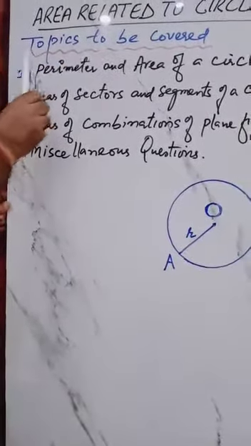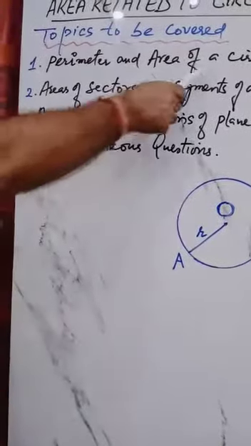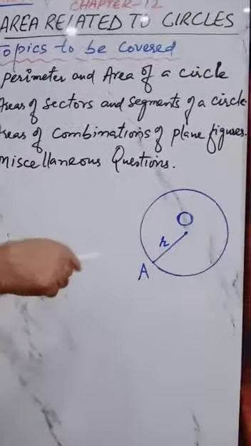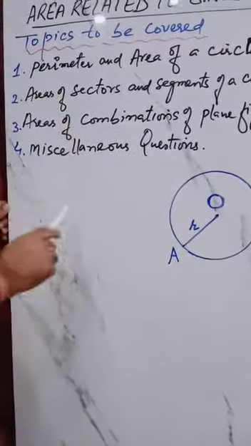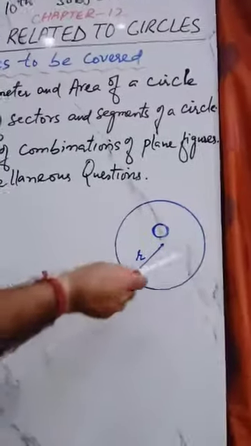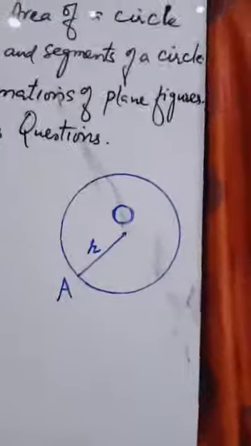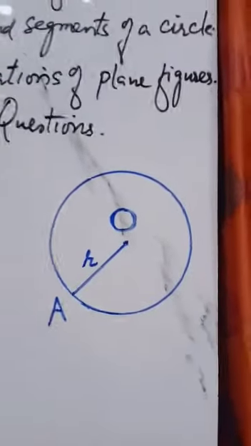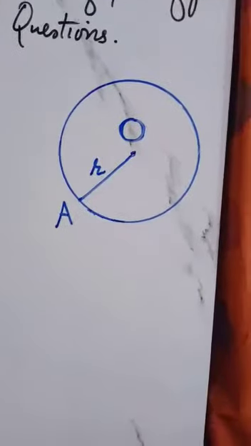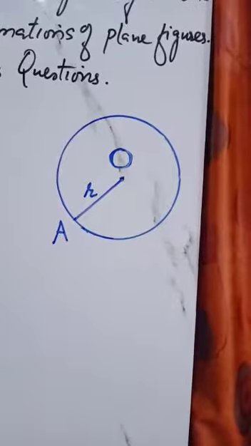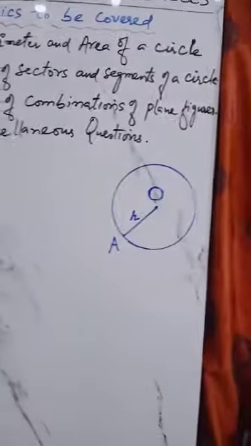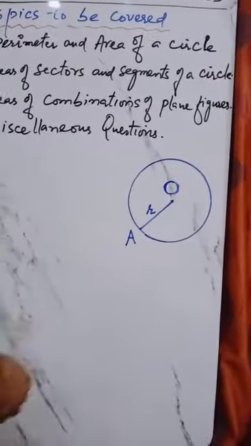The topics to be covered are perimeter and area of a circle. So we are going to discuss a circle and its area, its perimeter, areas of sectors and segments formed by the circle, and areas of combinations of plane figures. Plane figures means circle is also a plane figure, rectangle, square, rhombus, parallelogram, and then we have some miscellaneous questions. So we are going to discuss areas and perimeters of a circle first.